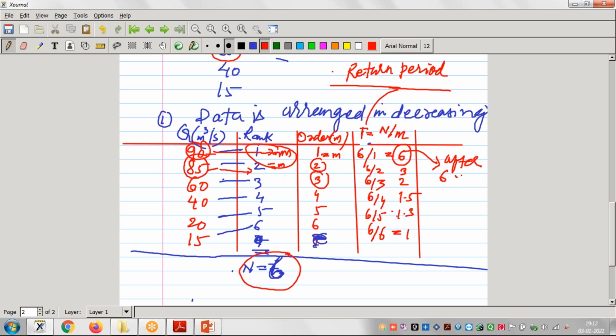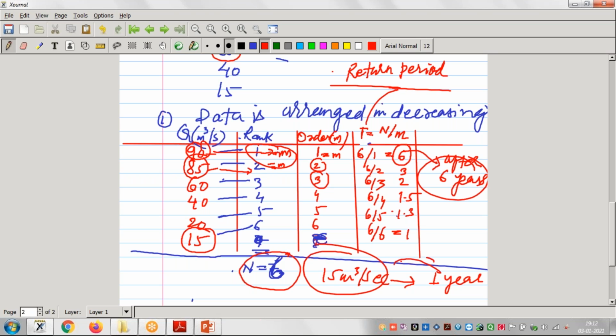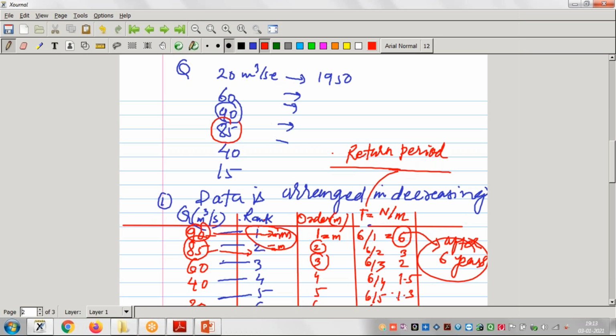After 6 years, the chances are less. Here you will see the 15 meter cube per second discharge can repeat after 1 year, right? So here, as this value is less, the chances are more. And as this value is less, the chances of the flood repeating are more. I hope this is clear to you. So this is called the return period.